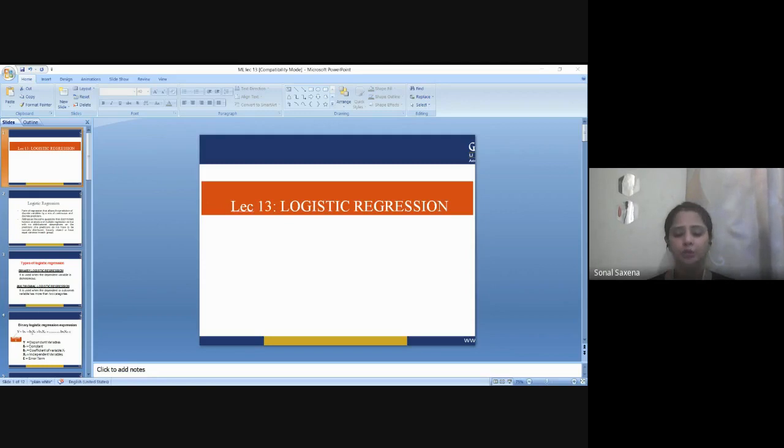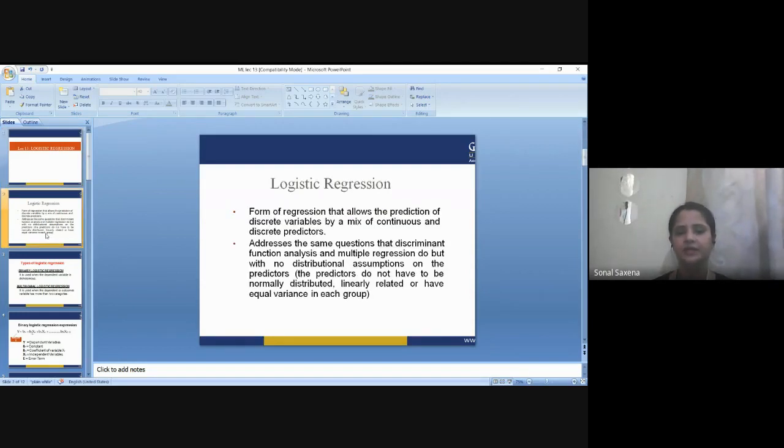So most probably logistic regression is commonly applied on binary kinds of things, like binary classification, where we have two choices and we need to select out of them. Right. So here, as we have already seen, it is a form of regression that allows the prediction of discrete variables by a mix of continuous and discrete predictors. I'm going to explain it to you in great detail, right?